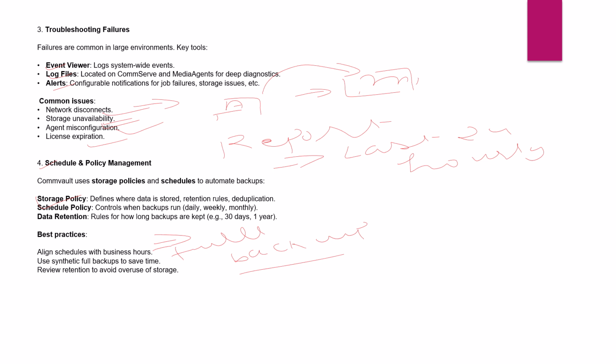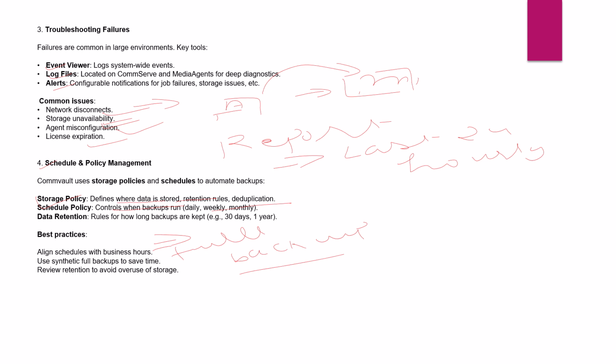Okay, so the storage policy defines where the data is stored, and the media configuration, retention rule, deduplication, everything. And the schedule policy controls when the backups run, on a daily basis, weekly basis, monthly basis, or every 15 minutes or every 1 hour. It depends upon your application team. Mostly the DB team, the database team, needs every 15 minutes, that is the transaction log backups.